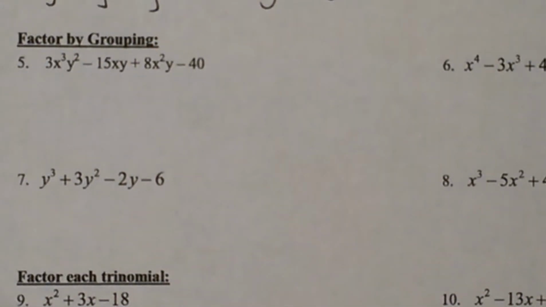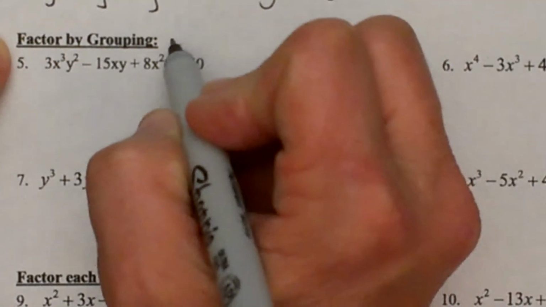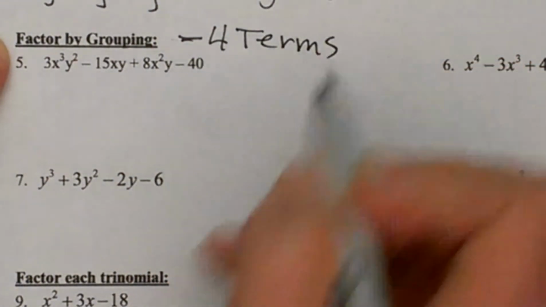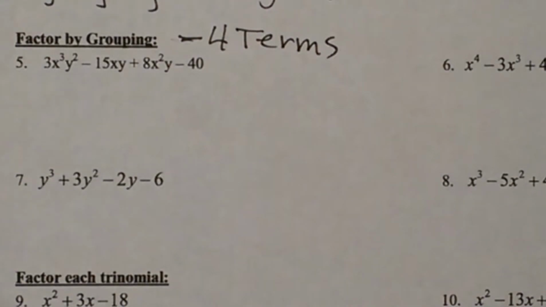Today we are going to look at the second type of factoring, which is factoring by grouping. When do you use factoring by grouping? You use it when you have 4 terms. You've got too many, so you need to divide them into small groups.